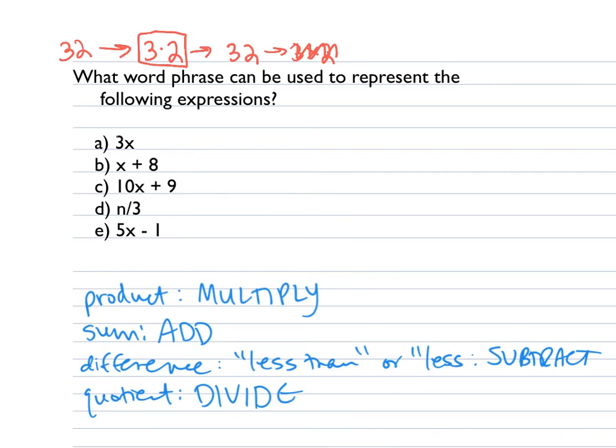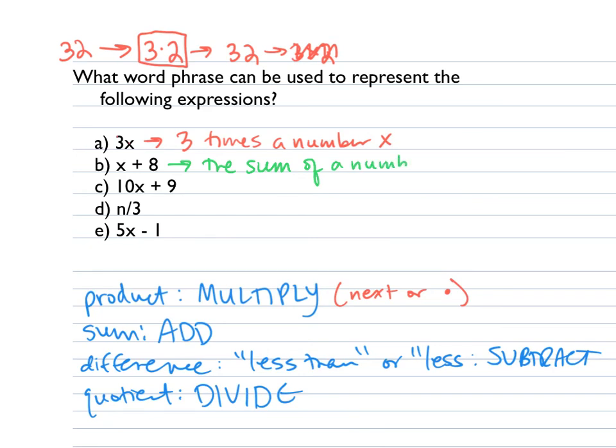Okay, anyway, just a side note. So here, this is 3 times x, and so we can just write that, 3 times a number x. Since that was when they're next to each other: product, multiply, next to, or a dot. And so here we have adding, so that's the word sum. So the sum of a number x and 8.